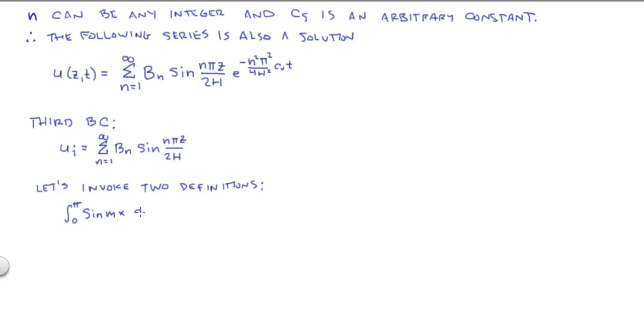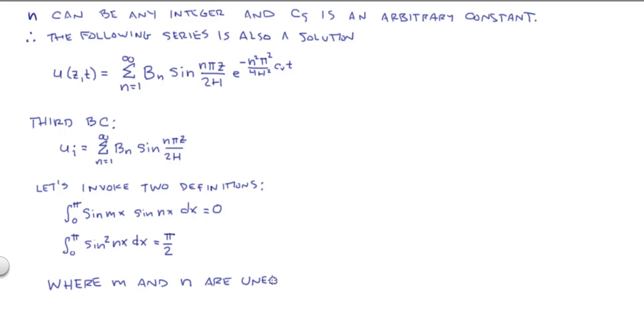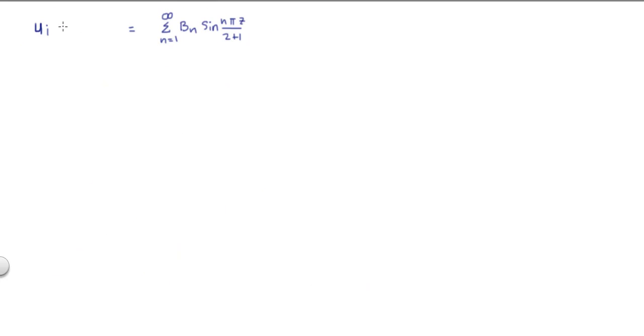Now what I'm going to do is invoke a couple of definitions to help us interpret this expression. The first one is the integral from 0 to pi of sine mx sine nx dx is equal to 0. The second one is the integral of sine squared nx dx, where m and n are integers that are not equal to each other. You can find these in any table of definite integrals. So what we'll do now is take our expression, multiply by sine m pi z over 2h, and integrate from 0 to 2h on both sides.